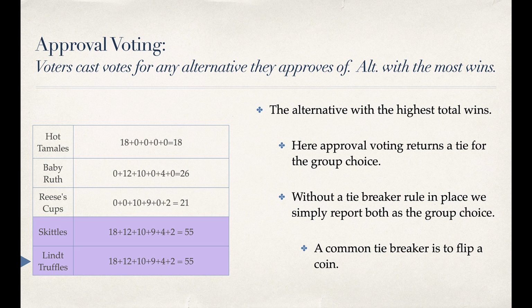And remember, the big moral of the story here is to show you that this same group of voters with the same preferences had a different group choice depending upon the voting rule that I used, depending on the preference aggregation mechanism that was used. So how could we say what this group wants? What would be the normative claim if I wanted to say this group wants Hot Tamales, right? I don't know, because depending on how you aggregate the votes, you get a different group choice.